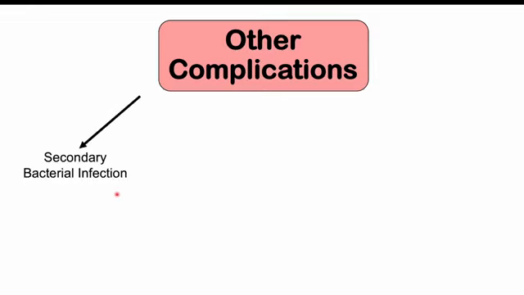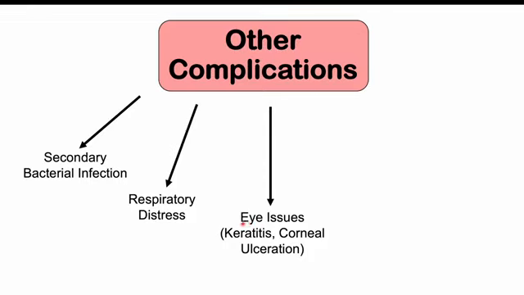You can imagine that if you've got these open wounds on different parts of your body, you're more likely to have a secondary bacterial infection, so bacteria getting into those open wounds and causing a skin infection. Some patients can also have respiratory distress. Some patients can also have eye issues like keratitis and corneal ulceration.